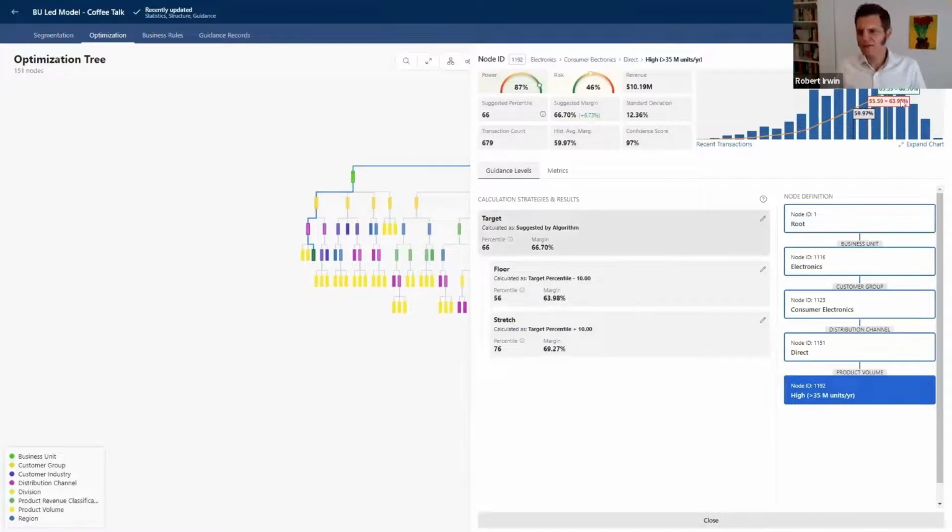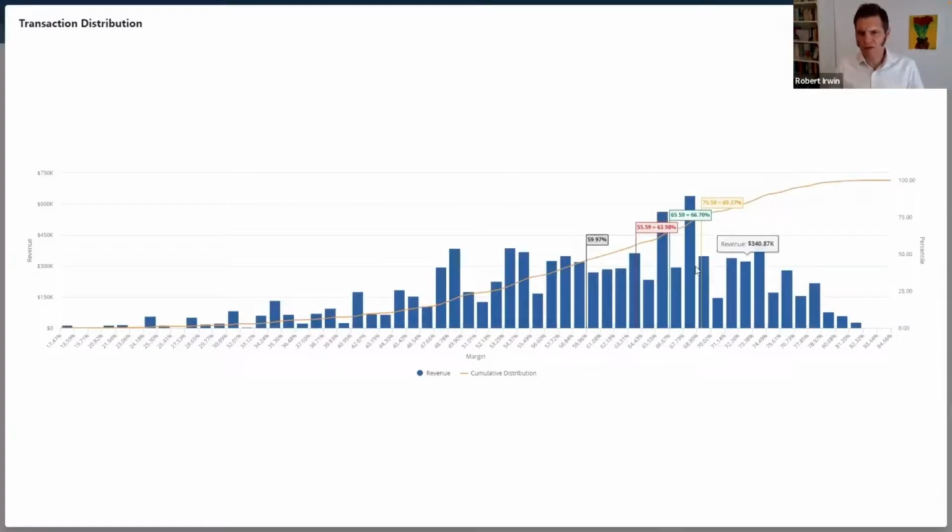the percentile in this distribution that has been recommended by the algorithm sits here at the 66th percentile, and that translates into a margin percent. So the percentile is the position on the distribution. The dependent variable that we are analyzing is margin percent. So my target recommendation at the 66th percentile is coincidentally in this case around 67%.